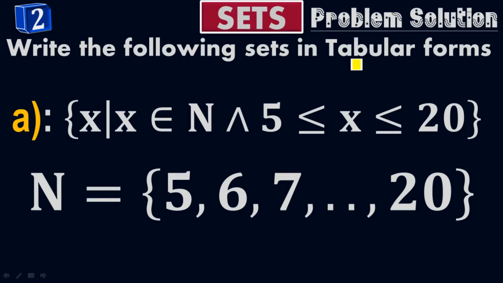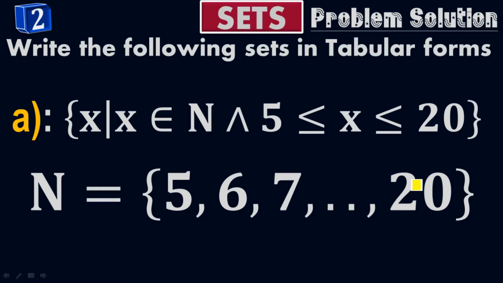If you remember, in tabular form, we list the elements inside the braces. If we have a set in such form where we have the elements inside the braces, then we call it the tabular form of the set. Here x is greater than or equal to 5, which means including 5. My starting value will be 5, and then we go greater than 5, like 6, 7, 8, 9, 10 up to 20, including 20.